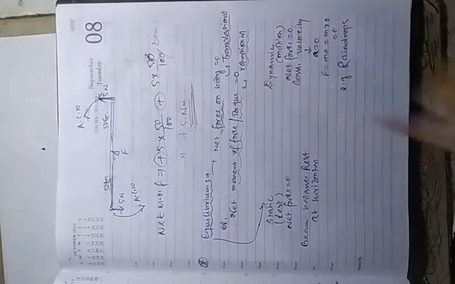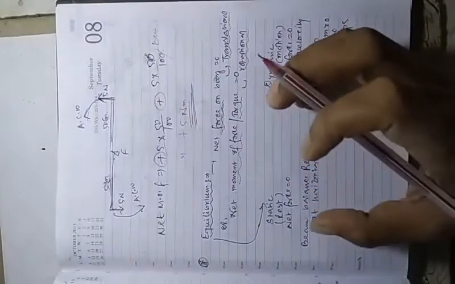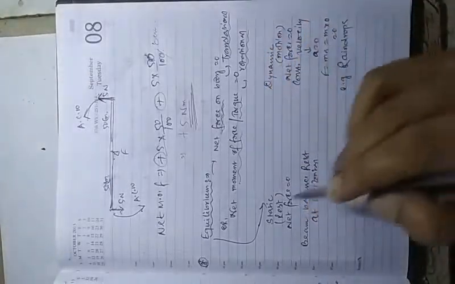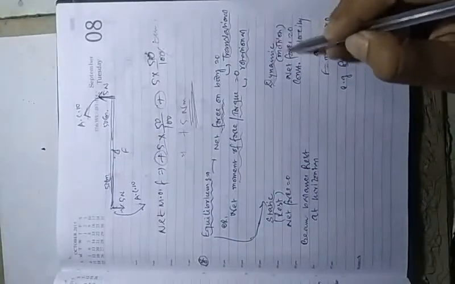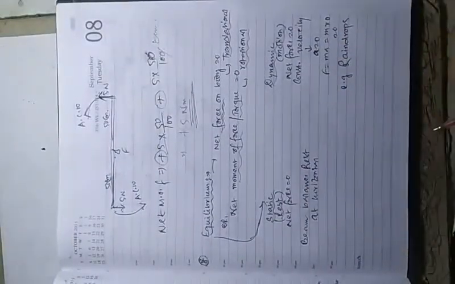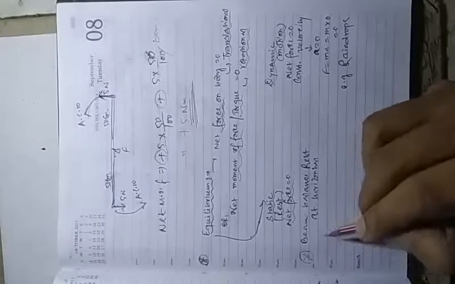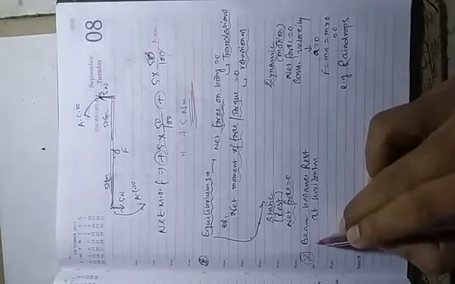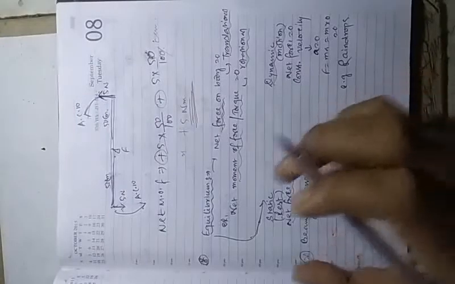So equilibrium means whenever a body is present and the net force acting on the body is zero, then it is in equilibrium, or if the net moment of force is zero, then the body is in equilibrium. There are two types of equilibrium, one is static, another is dynamic. Dynamic means in motion, and static means at rest. At rest means the net force acting is zero. Several examples are given in your book, you can read them. A beam balance resting horizontally is an example of static equilibrium.